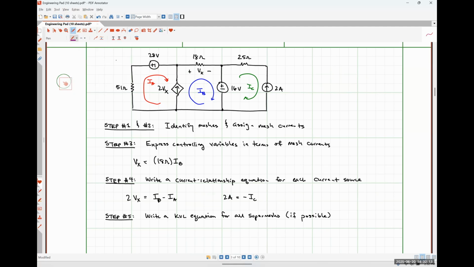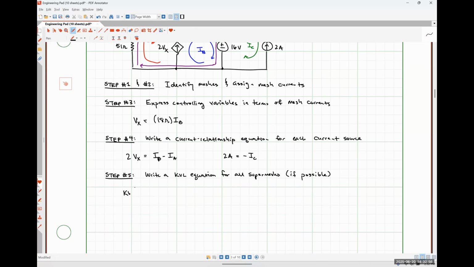I'm going to do this in purple. So we've got this guy here, and now I'm just going to go across over here and wind up closing the loop down here. So this is the path for our supermesh. This supermesh is really just the smallest combination of meshes possible that avoids us taking the voltage drop across that current source. So if our current source is between meshes A and B, we'll just smash meshes A and B together and write a KVL equation around both of them.